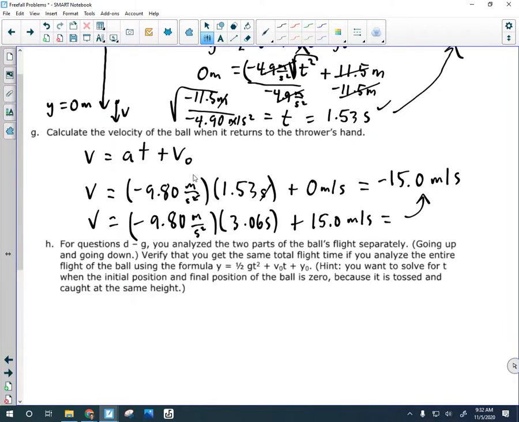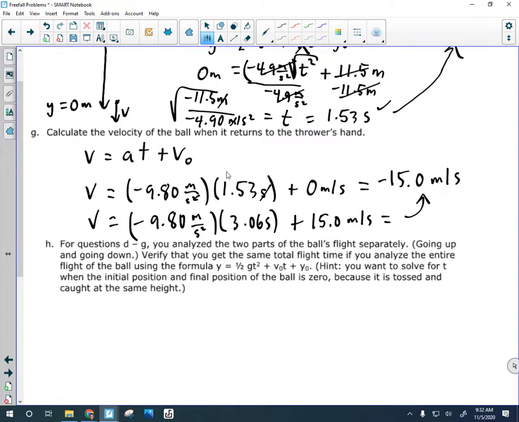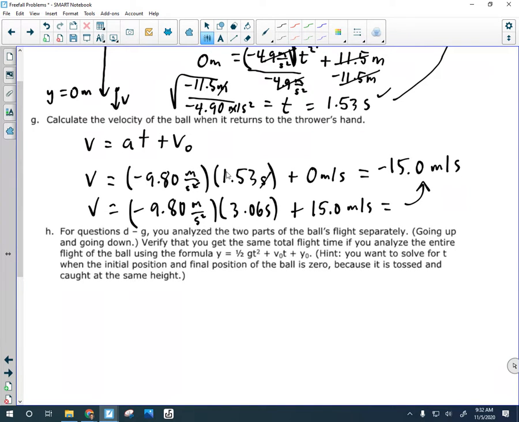Okay. Now, this is kind of wordy. What we did in the first part of this is to break the motion into the up motion and the down motion. There's a way we could do that, like we were just saying with velocity. If I want to analyze the entire flight time, I go to my position equation. What I'm saying here is my initial position is 0 meters. My final position that I'm interested in is also 0 meters.